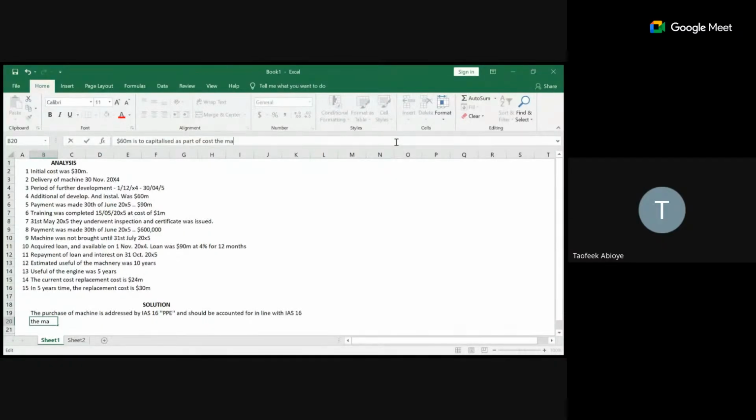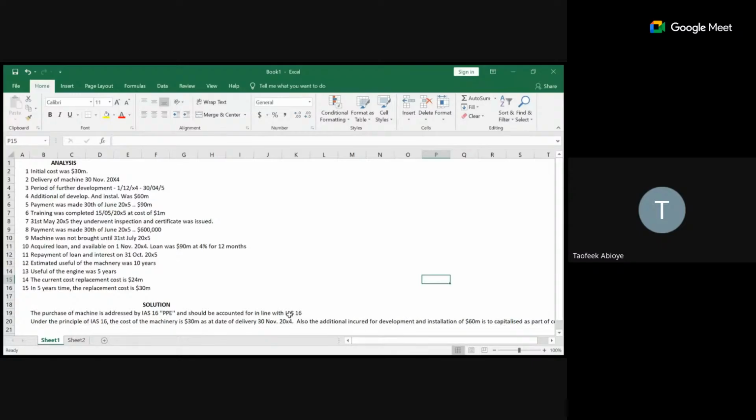Cost of the machinery. Let's use the machinery in line with IAS 16. It is IAS 16 that says that. So IAS 16 says we are going to do what? That additional cost should be capitalized as part of the cost of this asset.